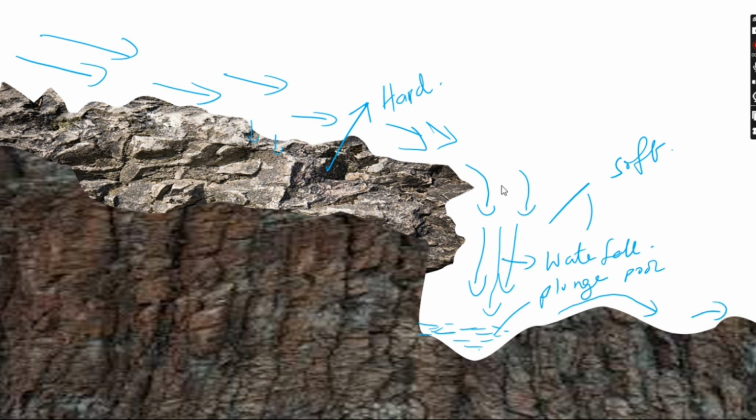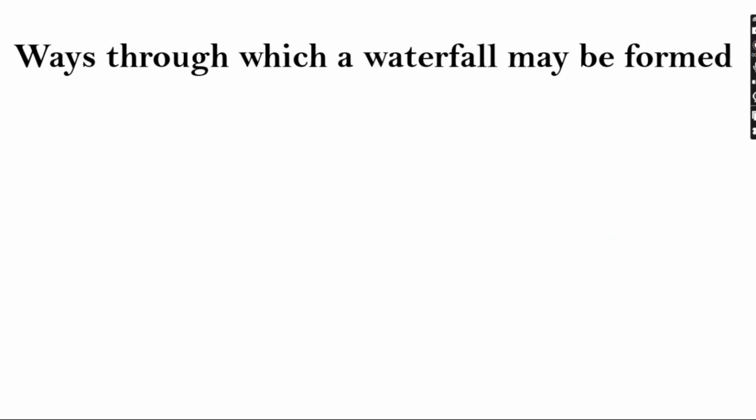So here the waterfall is formed because of differences in rock resistance. From a section of hard rock to a section with softer rock, then undercutting takes place through abrasion and hydraulic action, and then we have falling water which is creating this waterfall. Good. Let's dive into some few ways in which a waterfall may be formed.